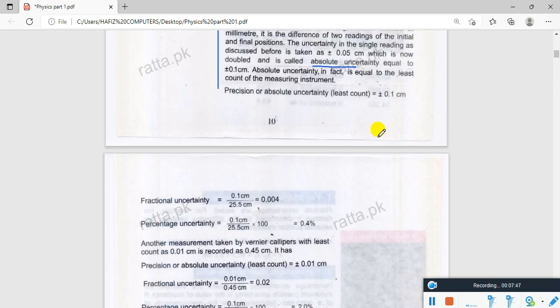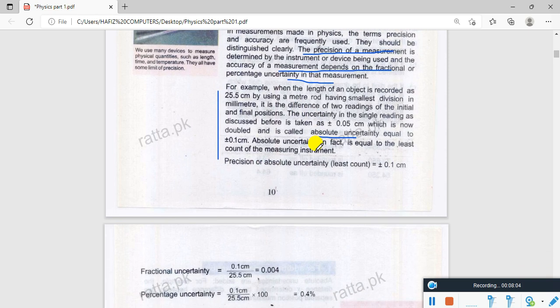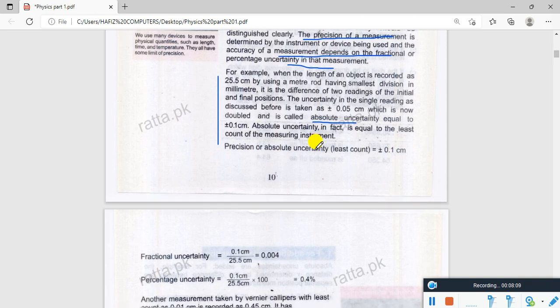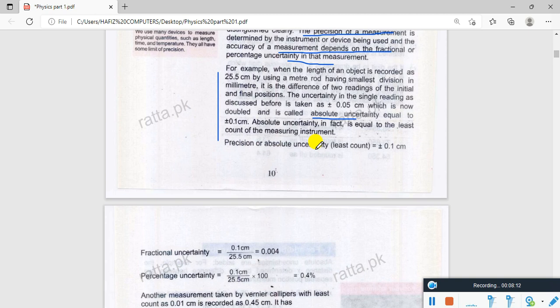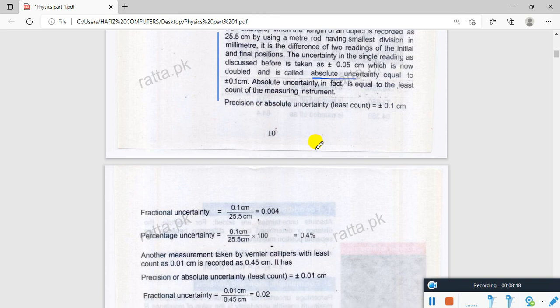So now we will see an example of precision and accuracy. For example, the length of an object is recorded as 25.5 cm by using a meter rod having the smallest division in millimeter. It is the difference of two readings, of the initial and final positions. The uncertainty in a single reading, discussed before, is plus minus 0.05 centimeter, which is now doubled and is called absolute uncertainty, equal to 0.1 centimeter. Absolute uncertainty is in fact equal to the least count of the measuring instrument.